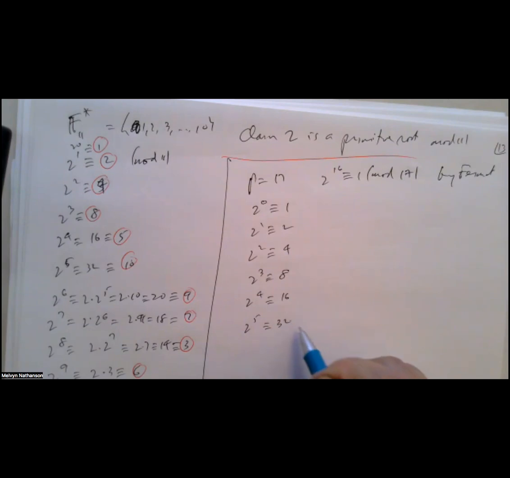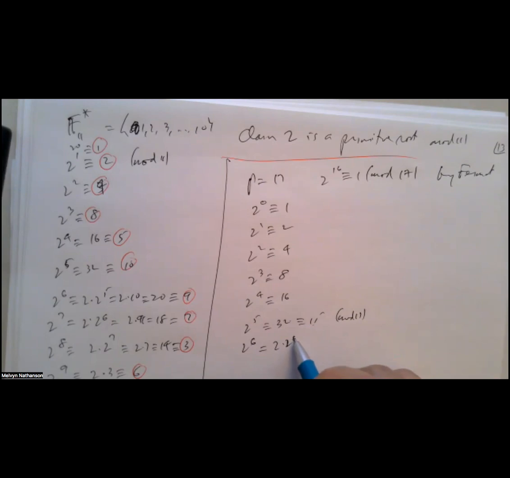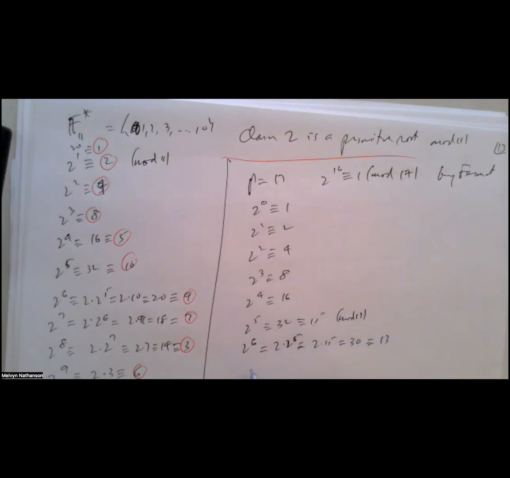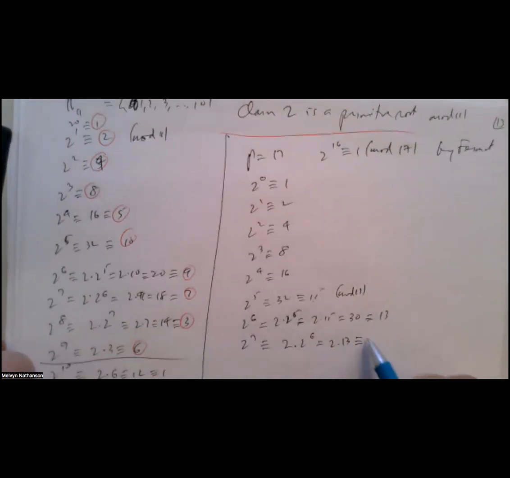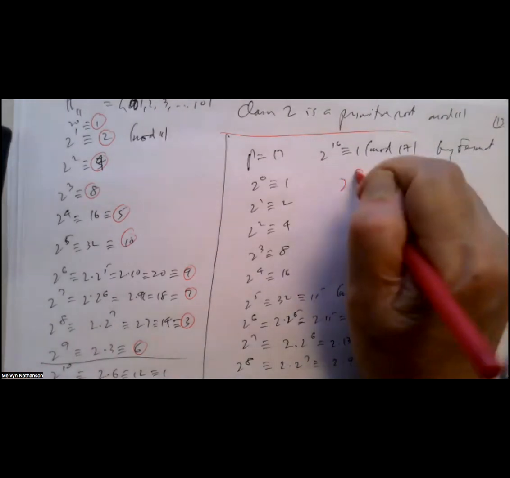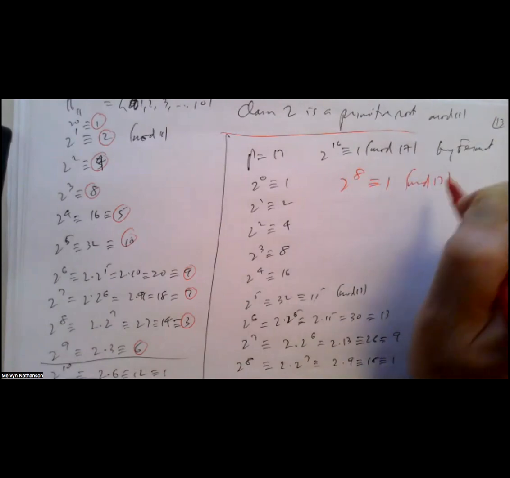2 to the 5th is 32. Mod 17, that's the same as 15 mod 17. 2 to the 6th is 2 times 2 to the 5th, which is 2 times 15, which is 30, which is 13 mod 17. 2 to the 7th is 2 times 13, which is 26, which mod 17 is 9. 2 to the 8th is 2 times 9, which is 18, which is 1 mod 17. So this is the critical fact. 2 to the 8th is 1 mod 17.